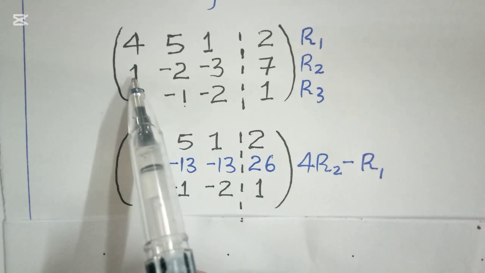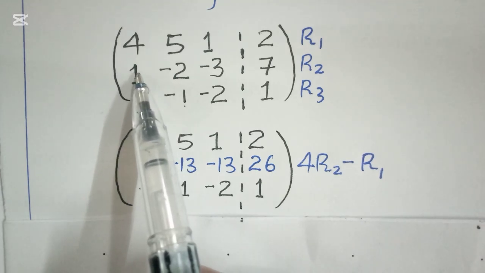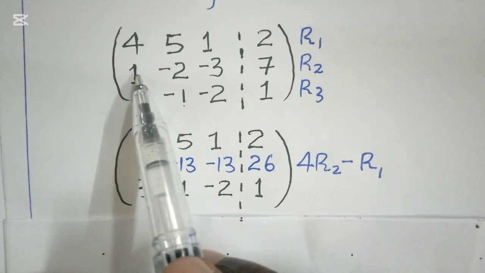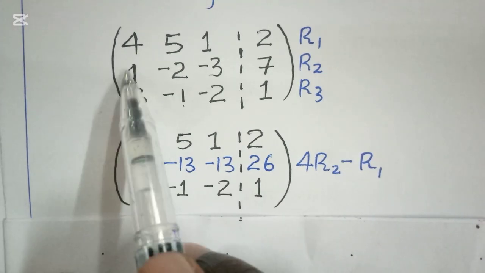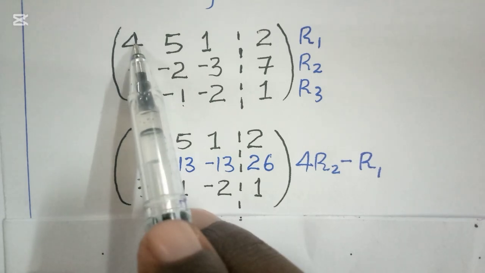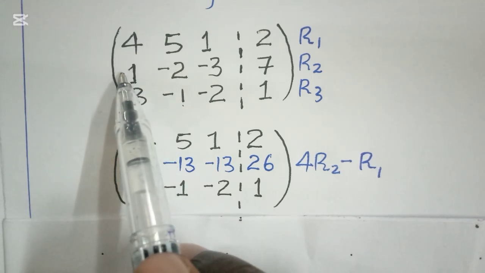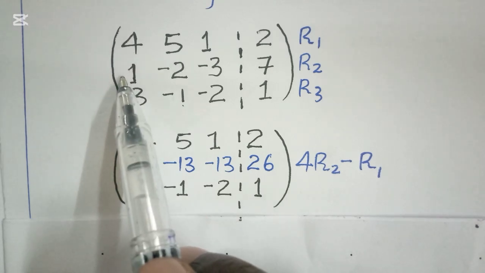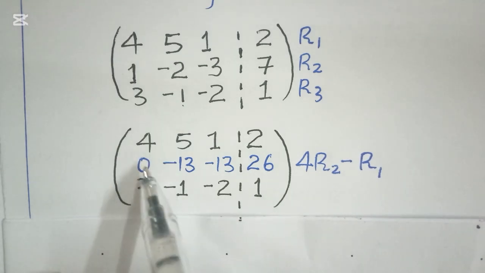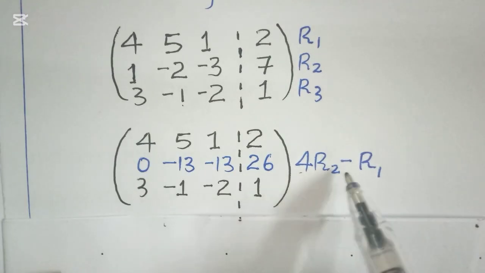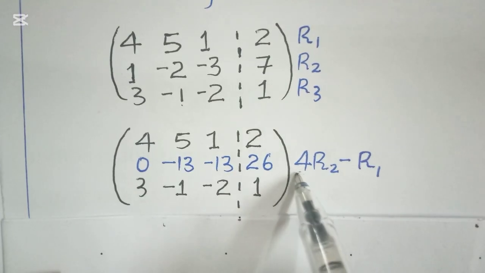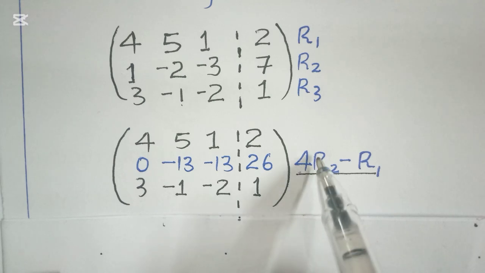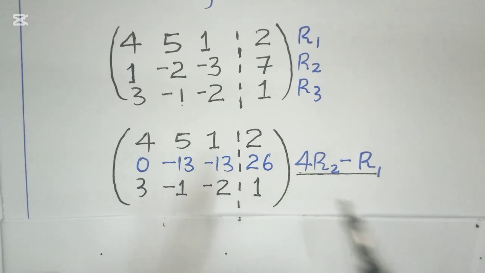I have come here and checked. I want to make this 1 a 0. So I'll just do like we do in elimination. I'll multiply this by 4 and then minus this row. I multiply row 2 by 4, I minus this row. That is, 4 minus 4 becomes 0. That's what I have written here. I write it on the row that I want to manipulate, and that's why I've started with R2 right here.